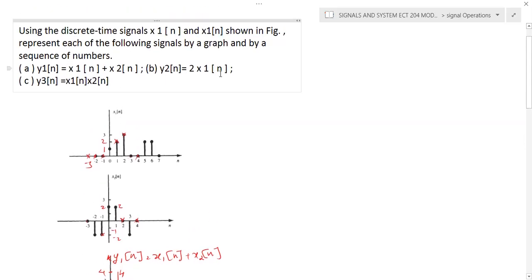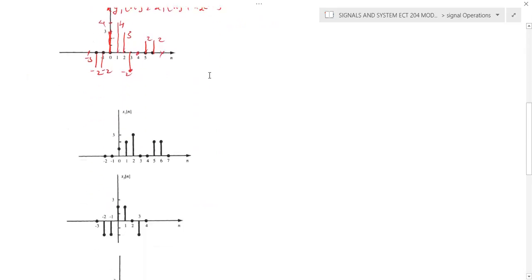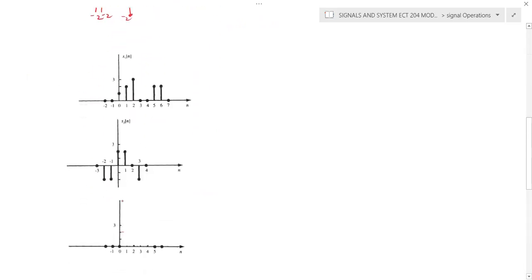Now we'll discuss y2 of n, which is 2x1 of n. So here we need to perform y2 of n. y2 of n is simply 2x1 of n. For 2x1 of n, we don't need to consider x2 of n, we simply multiply each point by 2. So at minus 2, there is no magnitude, 0 into 2. But at 0, the signal amplitude is 1. 1 into 2, you will get 2 here. So here the amplitude is 2. At 1, it's 2 actually. So 2 into 2, you will get 4.